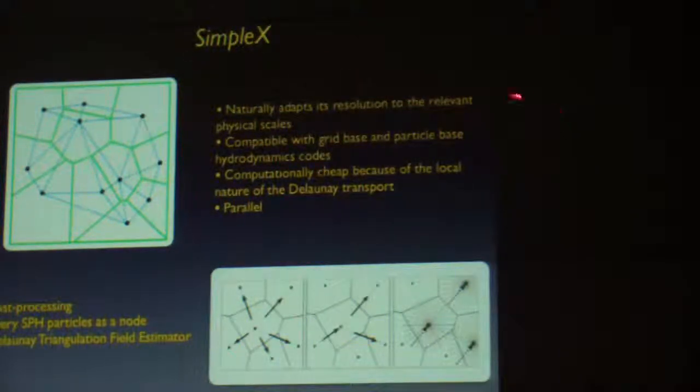The code adapts its resolution naturally to the wide physical scales. It is parallel, it can be used on Eulerian grids and with hydrodynamic codes, and it's computationally cheap. So what we did with our simulation, we took the snapshot from the SPH simulation and post-processed it with SimpleX. And since the number of particles in the simulation was that high, we used every single SPH particle as a node. And we estimate the density, instead of using a normal kernel function, with a periodic triangulation field estimator. We know that this kind of estimation does lead to a less smooth representation of the density field, but the advantage is that it is mass conserving and represents way better small scale structure, and especially strong gradients, which is something that we had in a wind-wind interaction.